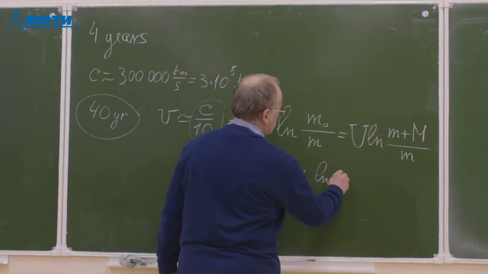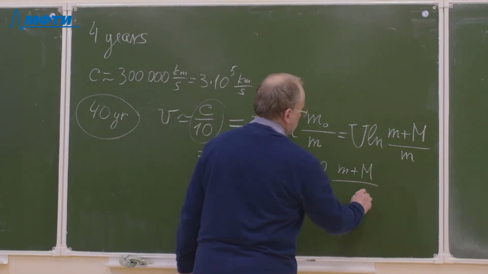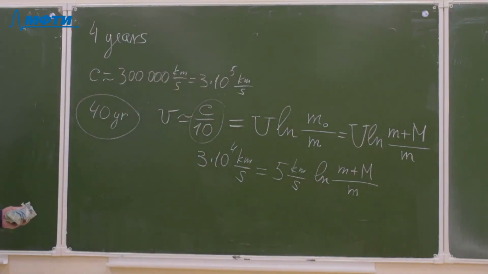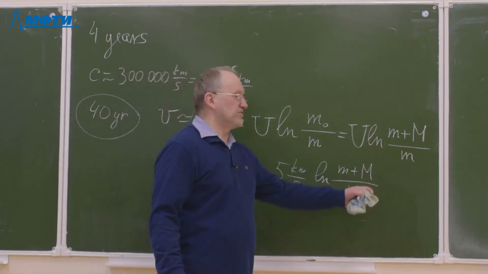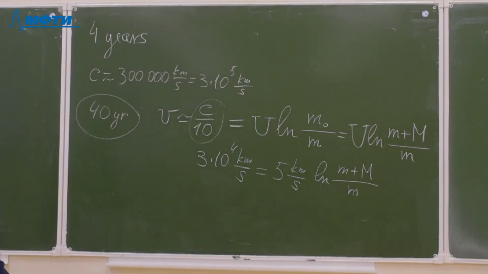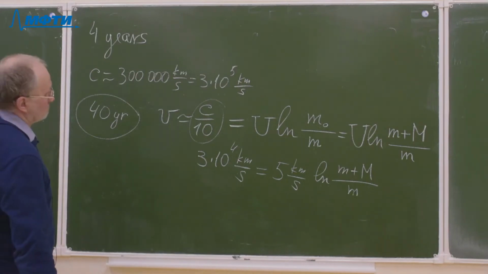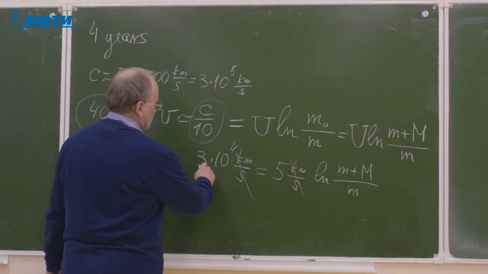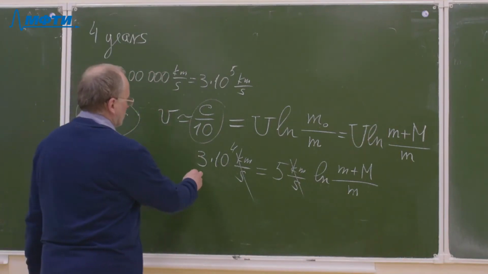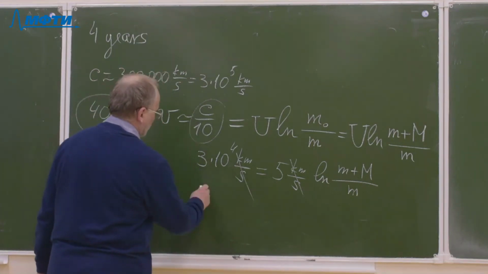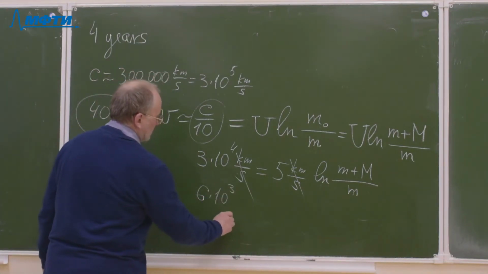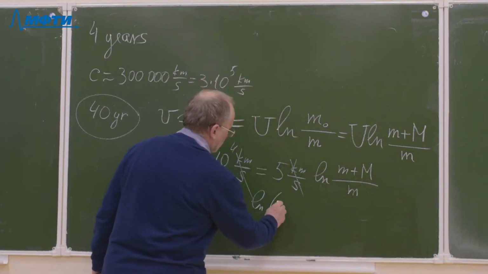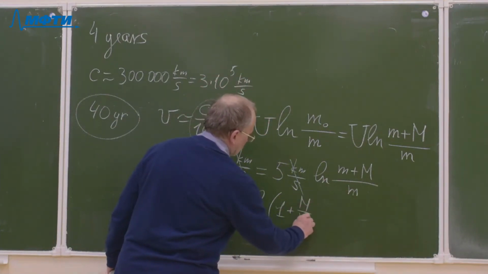And then we have the logarithm of small m plus capital M, the mass of the fuel, divided by small m. And I have to estimate the mass of the fuel which I will need in such a flight, an interstellar flight. Okay, kilometers per second here and kilometers per second here will cancel, and 30,000 divided by 5 will give you 6,000, and that will be the logarithm, and I will divide numerator and denominator by m, and I will obtain 1 plus capital M divided by small m.